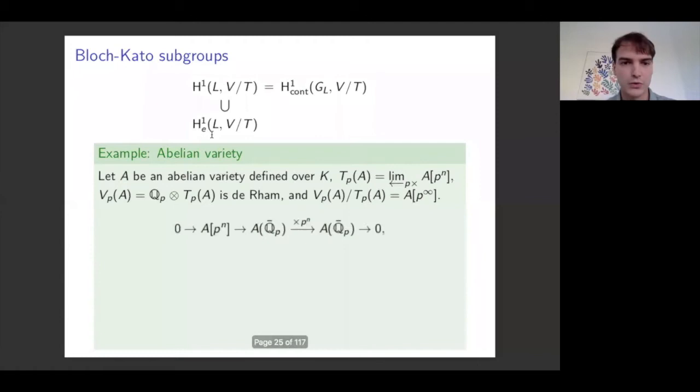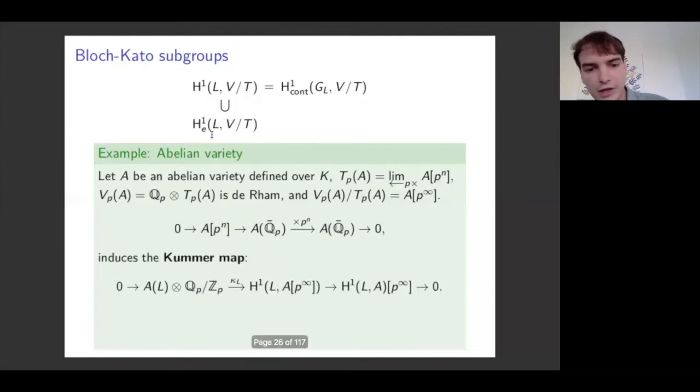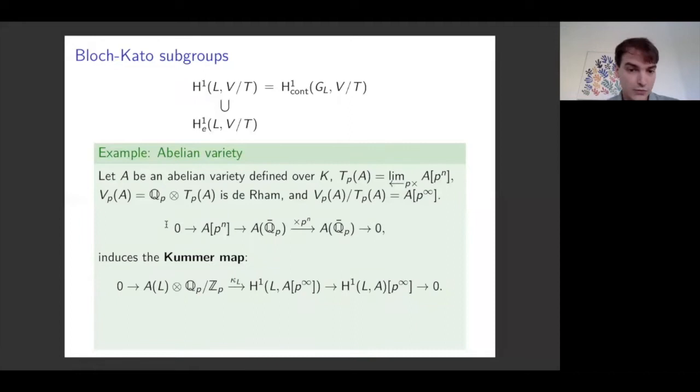In this case, what is the exponential group? Well, we can consider the sequence of multiplication by p, and take the cohomology associated with this exact sequence, which gives the Kummer map, defined here as kappa_L. It turns out that this exponential group is exactly the image of this Kummer map. So you see already in this example that this exponential group gives you exactly the L-rational points of the abelian variety. So it's already really rich as an object, and also somehow difficult to control.